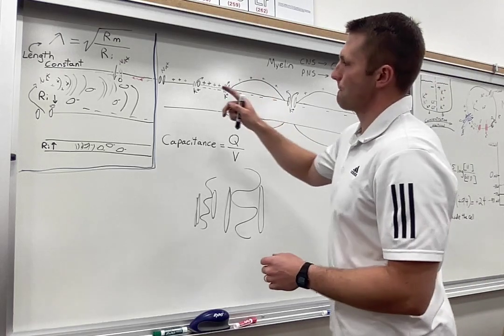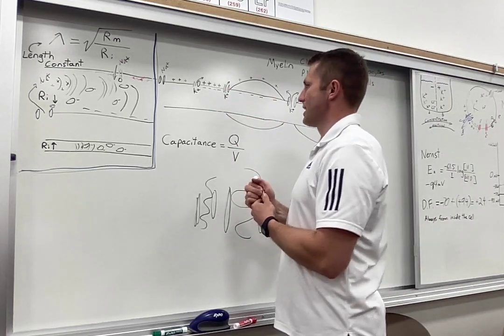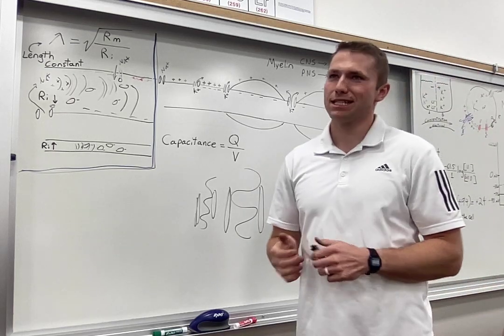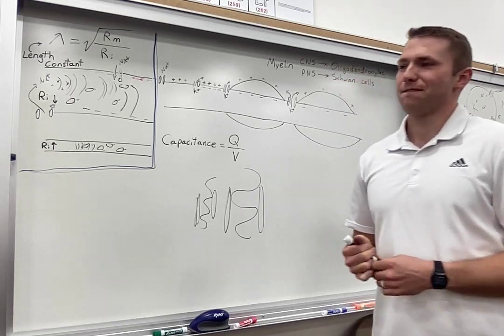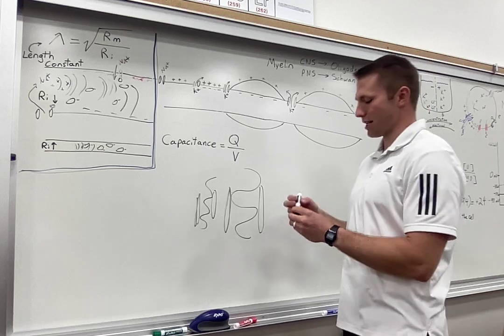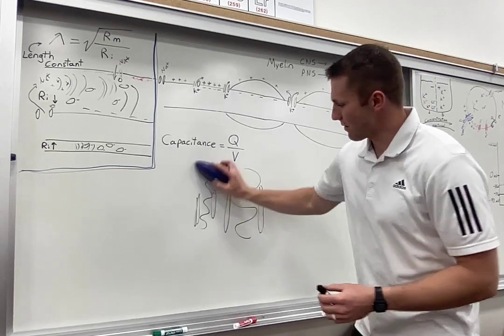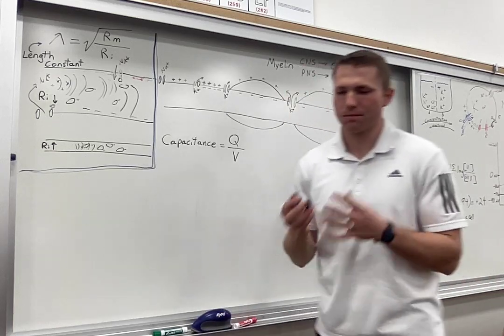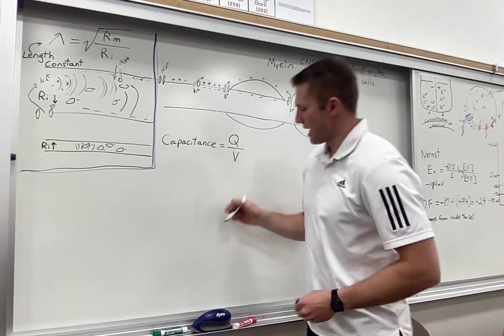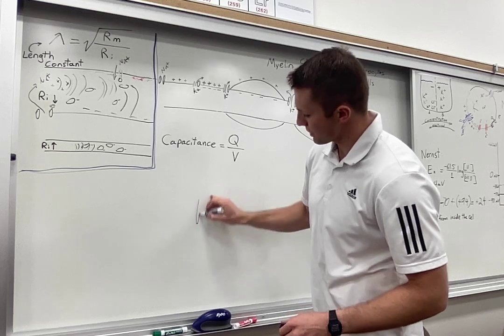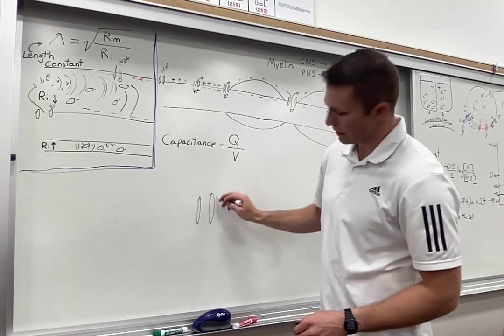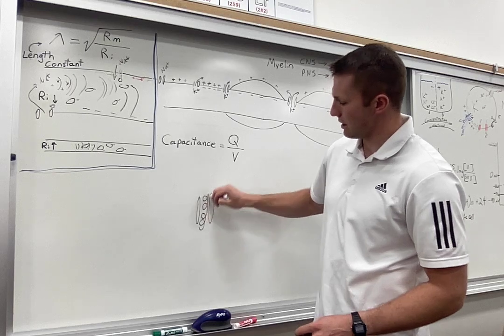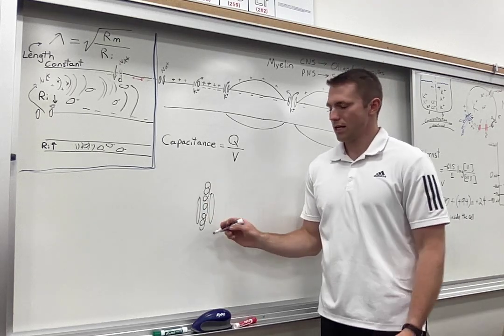So you got to think about capacitance. Capacitance, it's kind of hard to describe it, but a capacitor is something that stores charge, and it requires two electrodes, like two electric plates, and then an insulator.